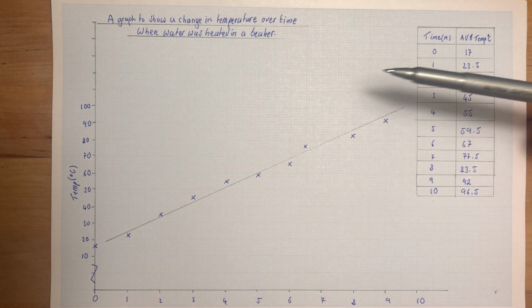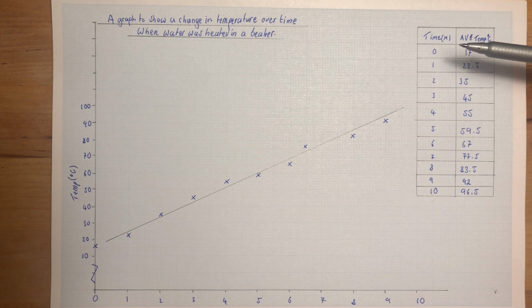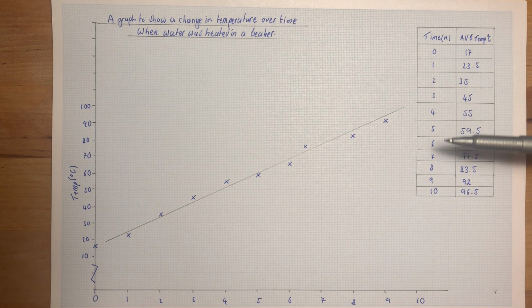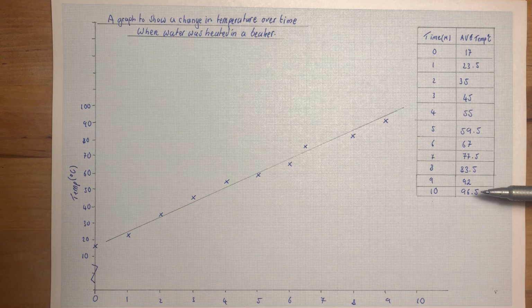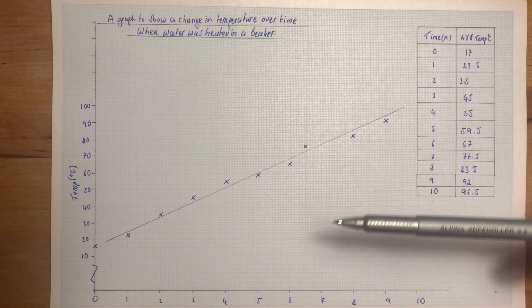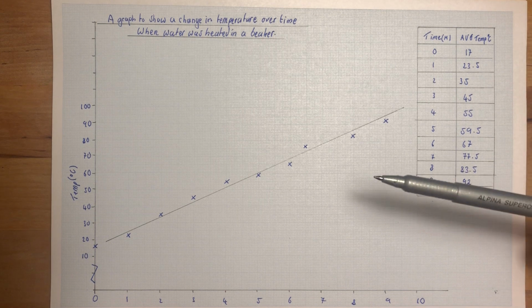I've figured out the averages of all my times and my results that I had, and I drew a little table on the side of my graph here, so you can see the time column going down there from 0 to 10 and the average temperature going from 17 all the way to 96.5. So hopefully these answers here will match up with what you have on your averages as well. Once I've got the averages, I'm then going to plot them on a graph. I'm only plotting the averages to start with.